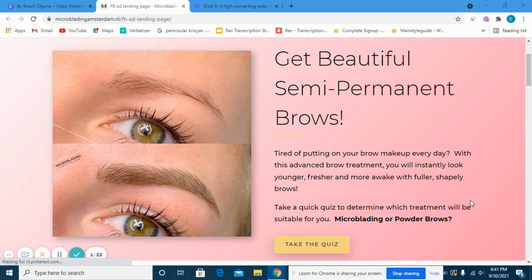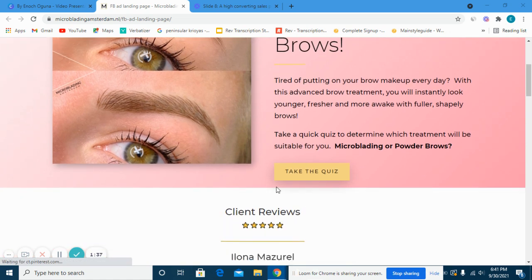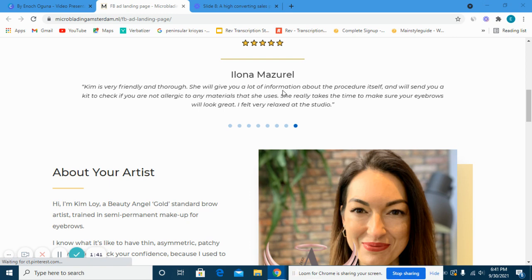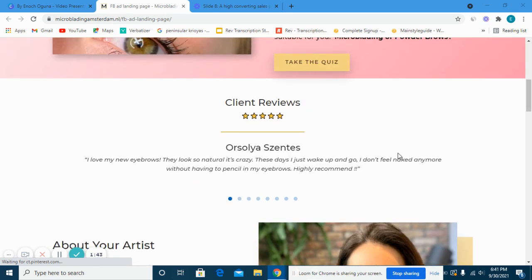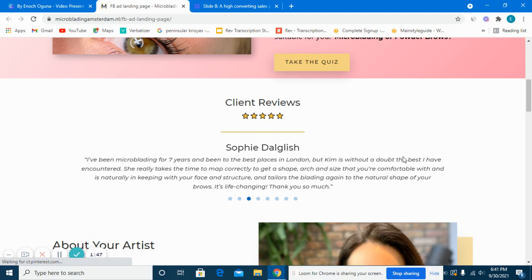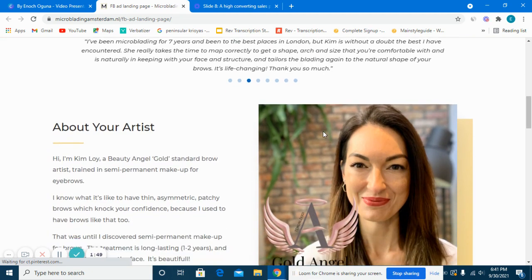Now, there are different ways of doing landing pages. There are different formats. All in all, you just get the customer, the prospect, as much information as possible for them to make a purchase decision. Now, as you can see over here, they are showing reviews and some sort of testimonials. You can actually click them. They slide. You can swipe them if you are on a phone.